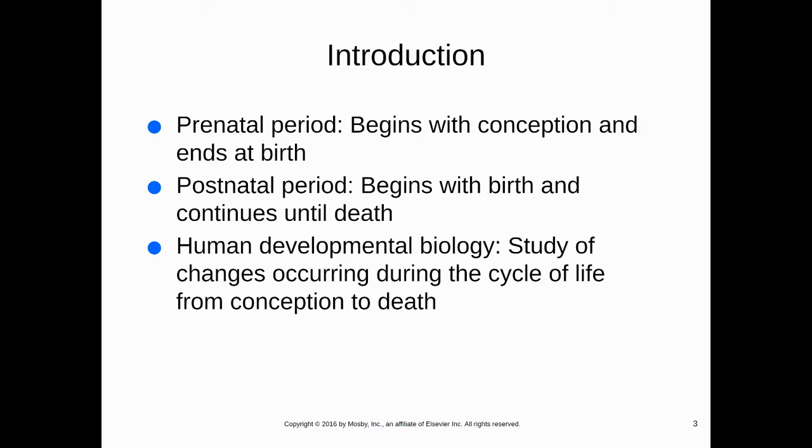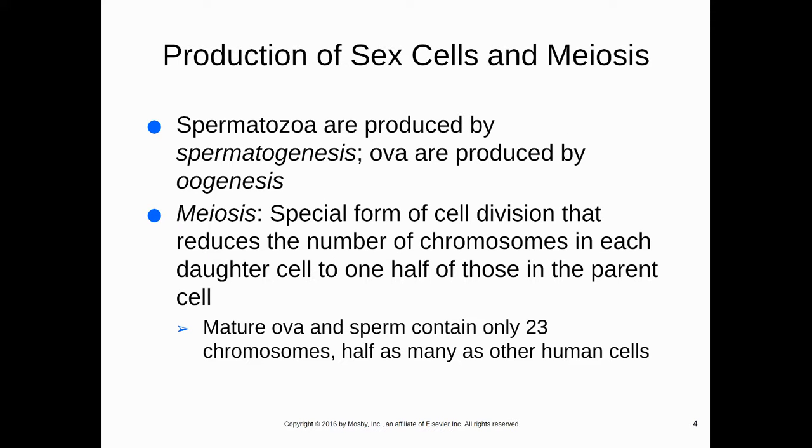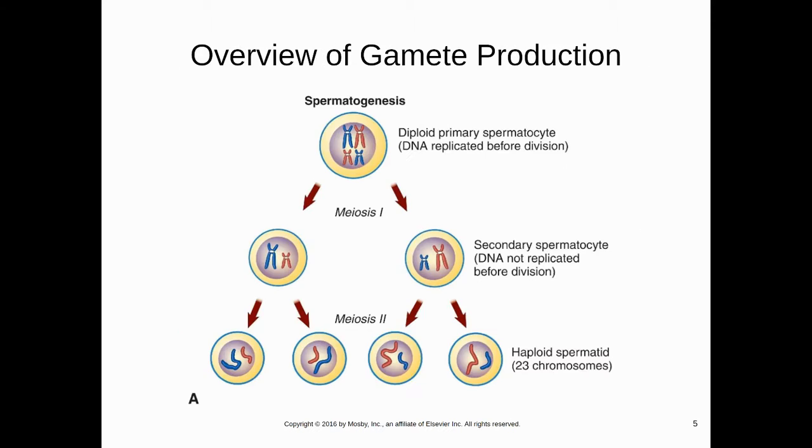So whenever we talk about growth and development, there's going to be essentially two different periods. And that's going to be the prenatal period, which is everything that's going to happen once you conceive a child up until the child's birth. And then the postnatal period is everything that occurs after birth. Usually, whenever we're talking about any type of development, we're going to be talking about human development biology. It's just going to be the study of how changes occur during the life cycle from your conception to death. Okay?